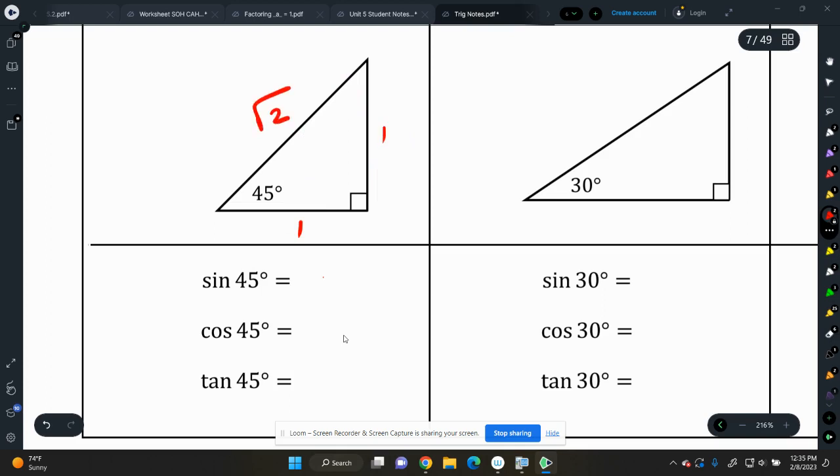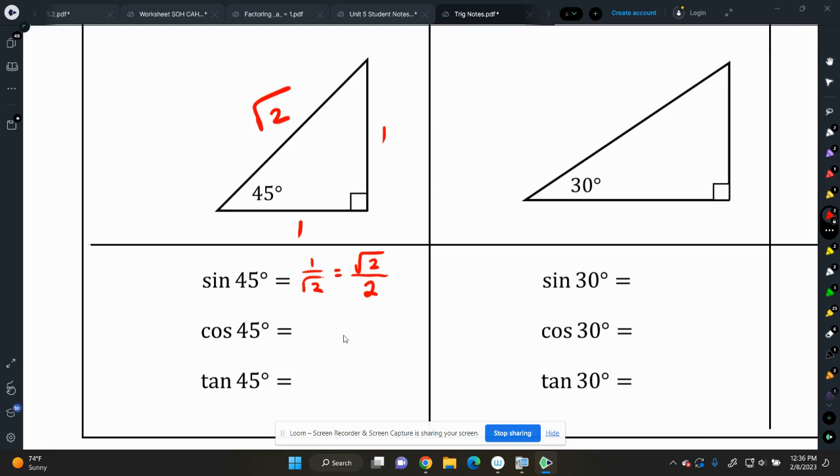Okay, so sine of 45, sine is opposite over hypotenuse. So that's going to be 1 over the square root of 2. And of course, we have to simplify this. So remember my rule for simplifying. Move it up top. 1 square root of 2, we don't have to put the 1 there. Remove the square root from the bottom. So square root of 2 over 2.